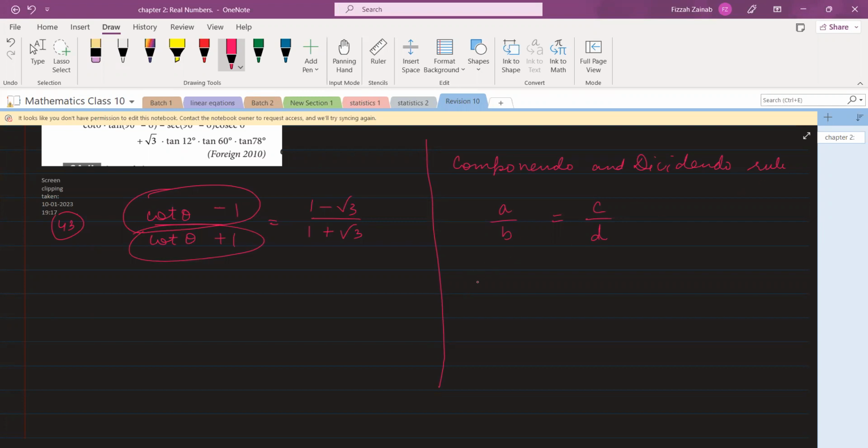So what you do is you do A plus B upon A minus B. That is numerator plus denominator upon numerator minus denominator. Similarly here, you can do numerator plus denominator upon numerator minus denominator. This is componendo dividendo rule. That's it. So you can directly write it. See, proof is not required. That is why I'm not doing it, but it's simple. You can check it, right?